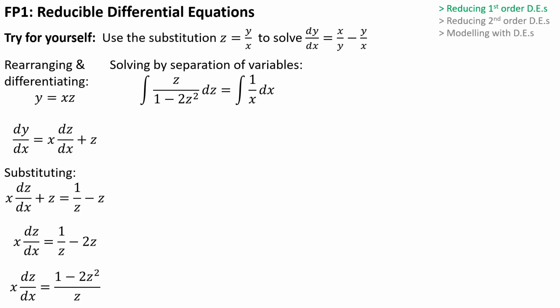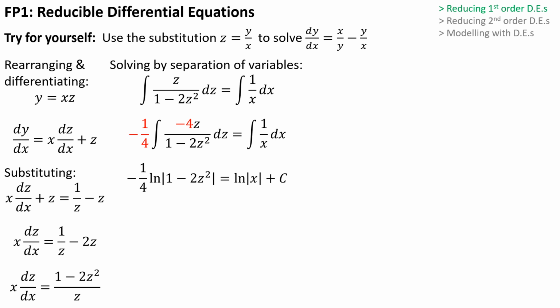And the bottom of this fraction differentiates to minus 4z. So as long as I can get a minus 4 on the top, which I can do by putting a minus a quarter outside, and then it doesn't change the value of the integral, now I'm looking at an integral which is exactly the form that I need. So I can integrate it to get ln of the denominator.